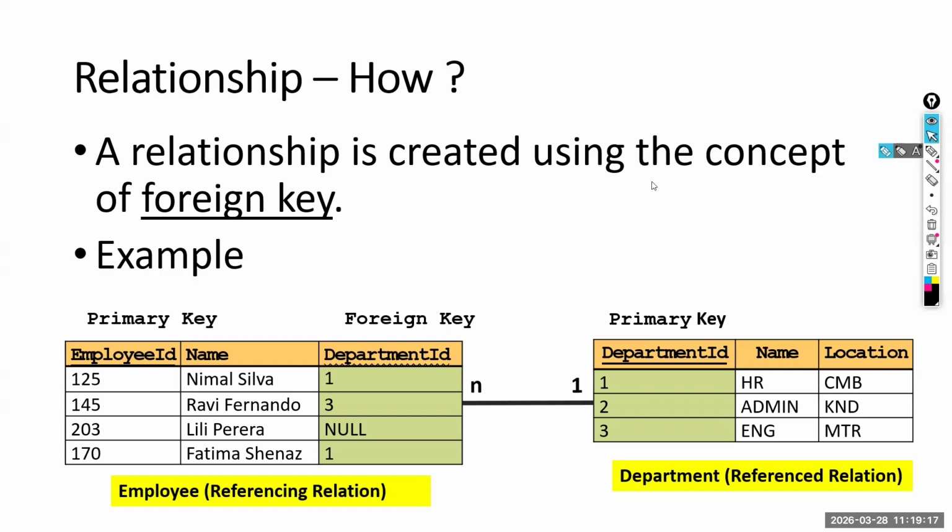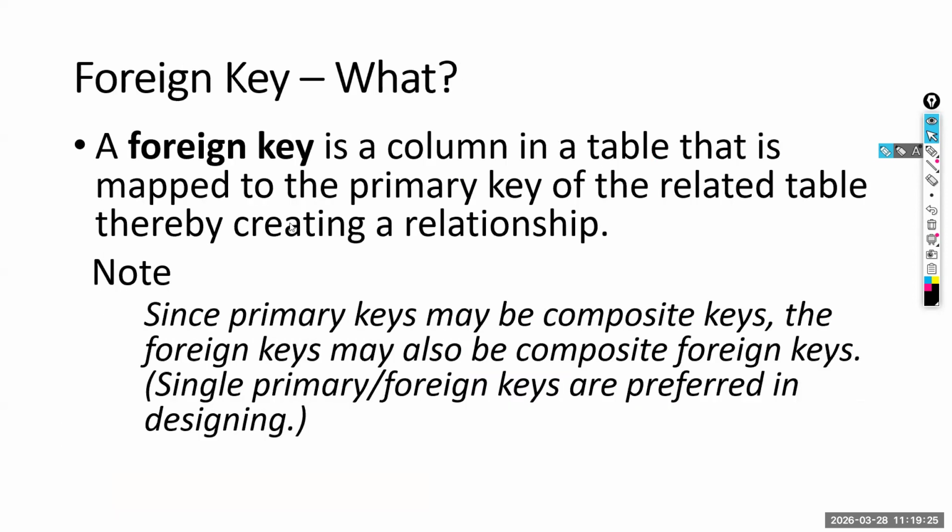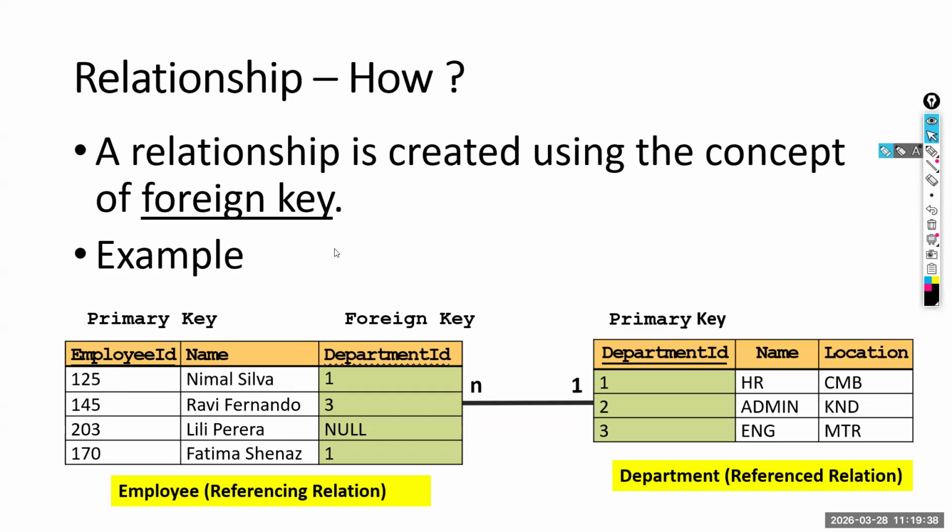So that should be the attitude. Right. So therefore, what is a foreign key? A foreign key is a field in a table which is mapped to the primary key of the related table, thereby creating a relationship. If you take the previous example, in this employee table, the primary key is employee ID, which uniquely identifies a record.